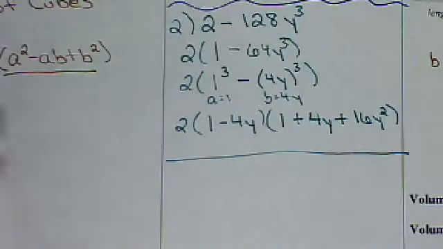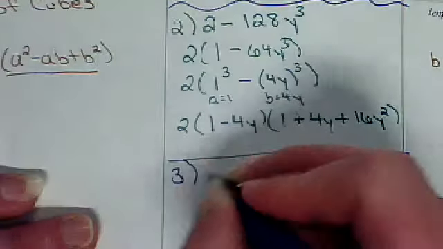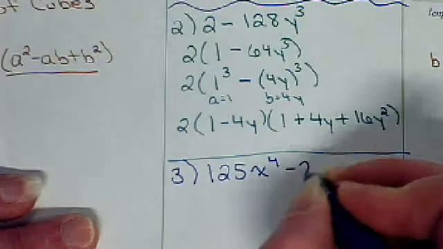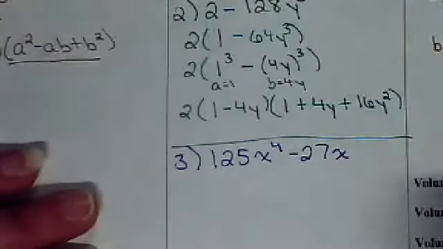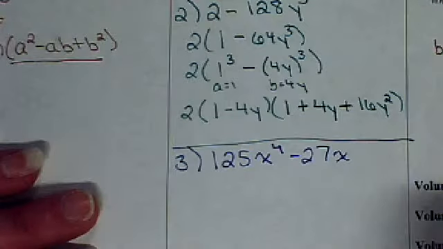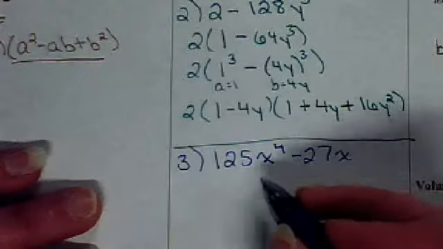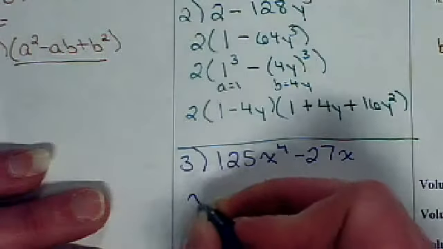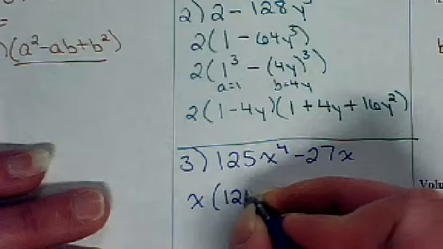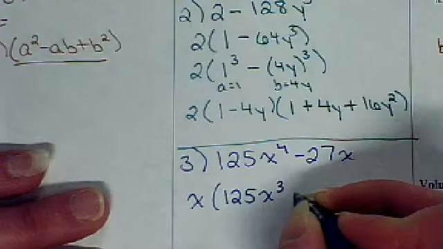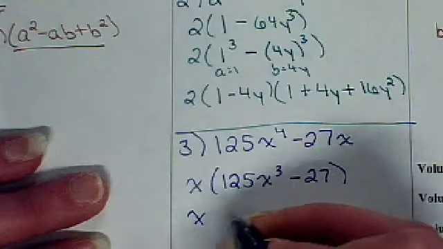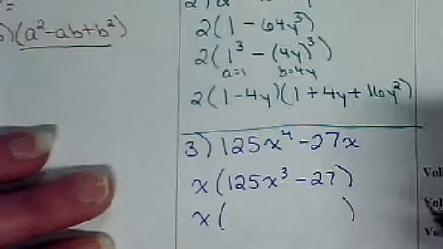Last one on the sum and difference of cubes. And we probably need to pay attention for our greatest common factor. If I look at the coefficients, they don't have anything in common, but the variables do. There is at least an x in each one of those terms. So I'm going to factor out an x. That leaves me with 125x cubed minus 27. It's going to give me an x. And then I need to rewrite those as perfect cubes.